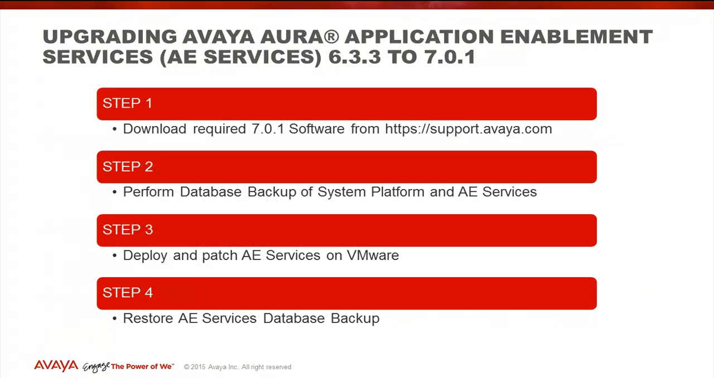The steps I will be performing in this presentation are: Step 1, downloading the required AE Services Release 7.0.1 software from the Avaya Support Site. Step 2, to perform a database backup of System Platform as well as AE Services. Step 3 will be to deploy and patch the AE Services Release 7.0.1 appliance on VMware. And Step 4 is to restore the AE Services database backup from your previous AES.